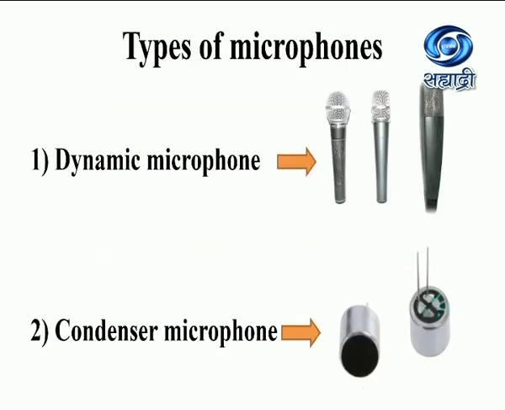So here are the types of microphone. There are two types of microphones available. The first one is the dynamic microphone, and this is the picture of a dynamic microphone. And the second one is the condenser microphone.